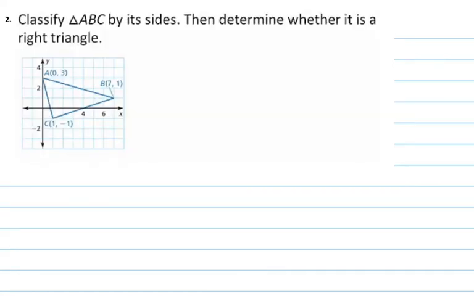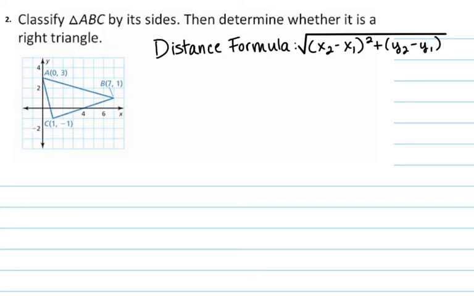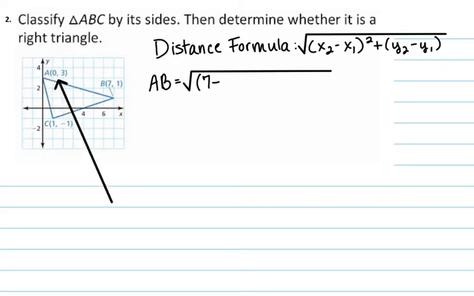Number 2 says classify triangle ABC by its sides, then determine whether it is a right triangle. So first thing you have to do is find the distance for all of the legs. So we're going to use the distance formula. And we're going to plug it in for AB to start. So that is this leg over here using this ordered pair and this ordered pair. So x2 minus x1, and then y2 minus y1.